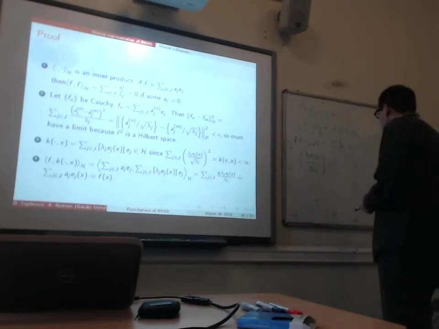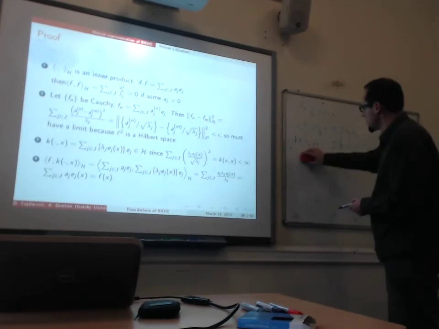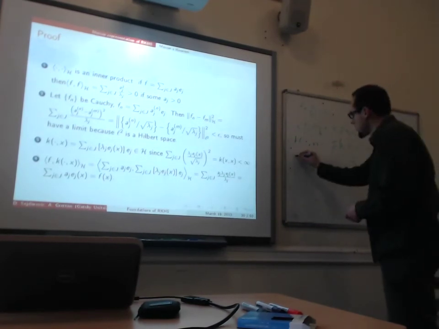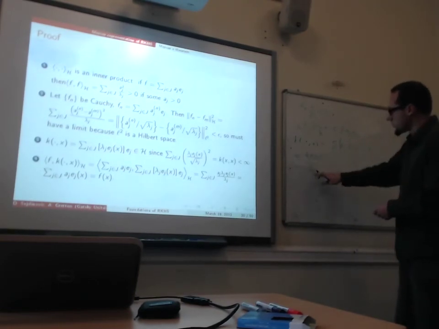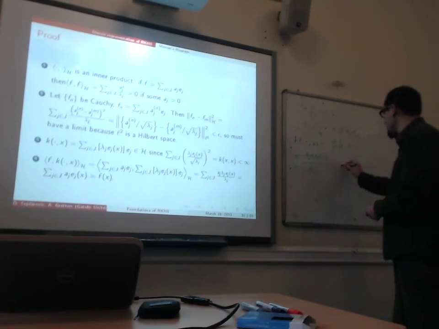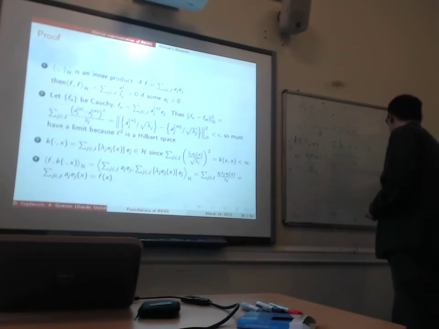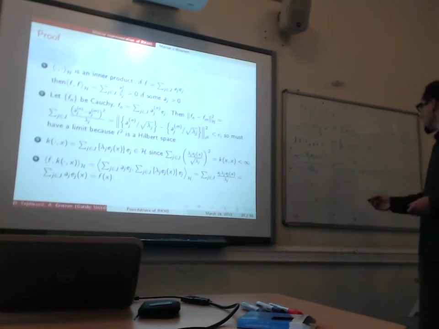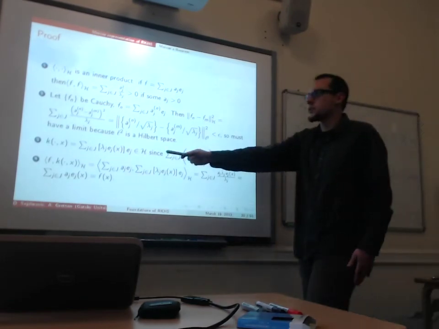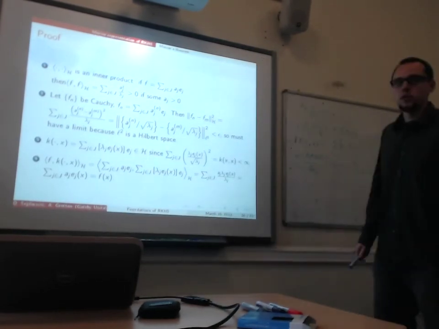So let's show that. Sum of squares of that. That cancels out with that square root. I get the square root, then I square it again. So I just get the sum of lambda_j e_j(x) squared, which is just e_j(x) again. That's again just k(x, x), something finite. So we know that k(., x) lies in the space that we've defined.